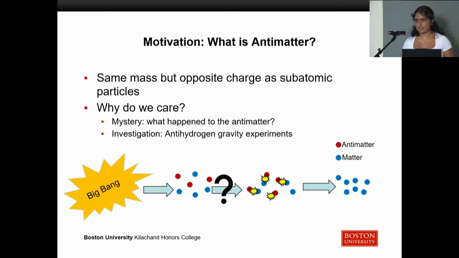And when matter and antimatter come into contact with each other, they annihilate. So if there wasn't this imbalance, none of our natural world would exist because it all would have annihilated each other. So something happened that caused slightly more matter than antimatter, and one of the greatest mysteries in physics is what happened. So scientists are investigating any potential differences between matter and antimatter, and one of the main characteristics they're investigating is how gravity affects matter and antimatter differently. This leads to anti-hydrogen gravity experiments.